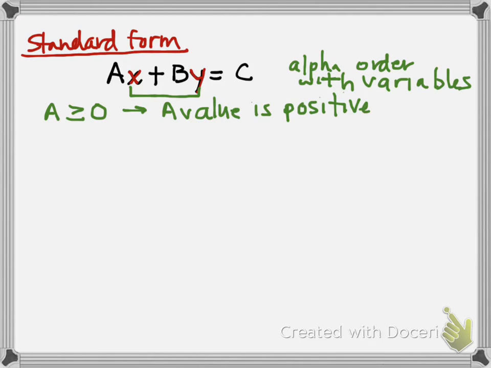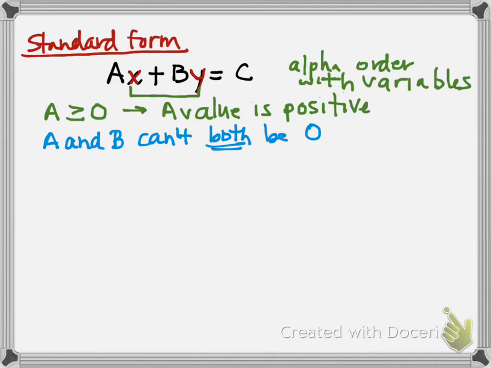Okay. Next, they have a rule that says A and B can't both be 0. If both the A value and the B value equaled 0, what would you have left on the left side? What would become of AX plus BY if A was 0 and B was 0? 0. You would have 0.